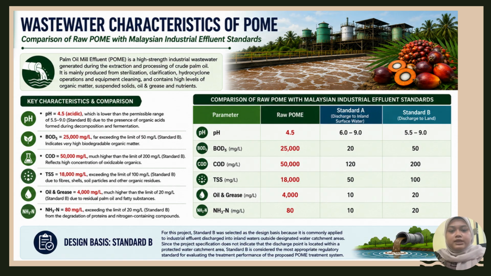However, Standard B was selected as the design basis because the project specification does not indicate that the discharge point is located within a protected water catchment area. In addition, Standard B is the standard most commonly applied to industrial wastewater, including palm oil mill effluent. The comparison clearly shows that all raw POME parameters exceed both Standard A and Standard B limits, confirming the need for an effective treatment system before discharge.